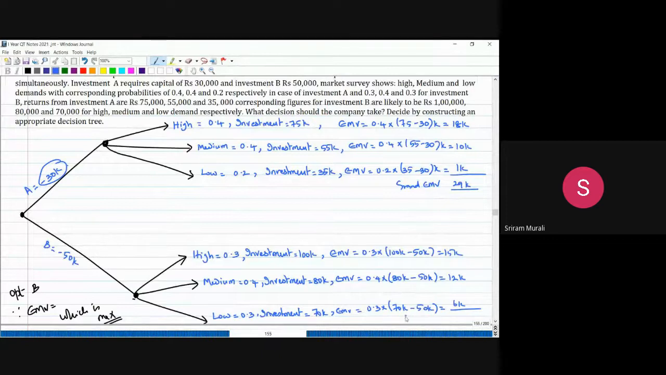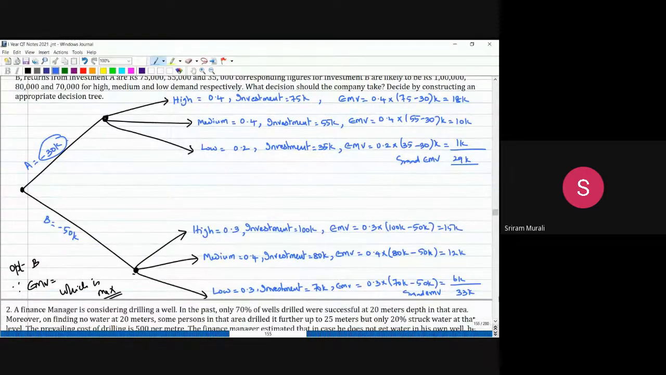So the grand EMV, what is the grand EMV? For the third case, it is 33k, 33,000, which he will opt. He will opt only investment B because there only he is maximizing the return. Have you understood this problem?